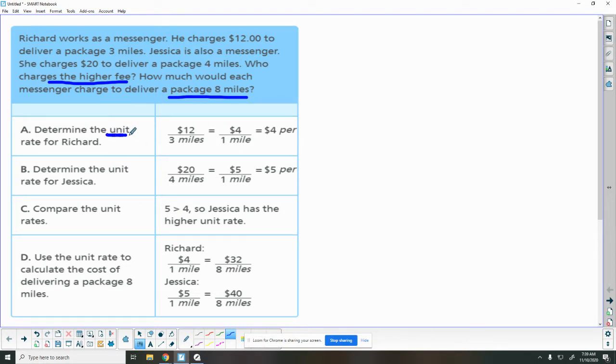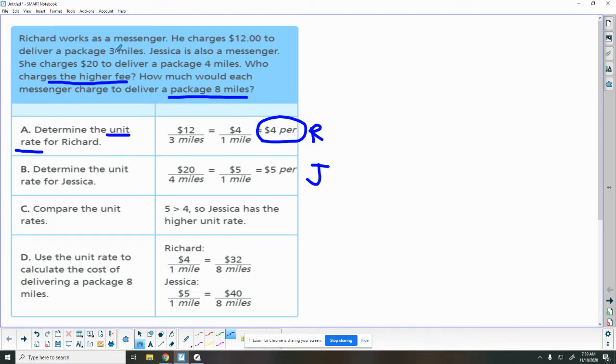So what we want to do is find the unit rate. So we're looking at how much they charge per mile. So that means miles should go on the bottom. So $12 divided by 3 equals $4 every mile. So Richard charges $4 every mile. And then Jessica does $20 and we want to see how much per mile. So that means miles goes on the bottom. We want to find out how much for 1 mile. So 20 divided by 4 is 5. $5 per mile is Jessica.